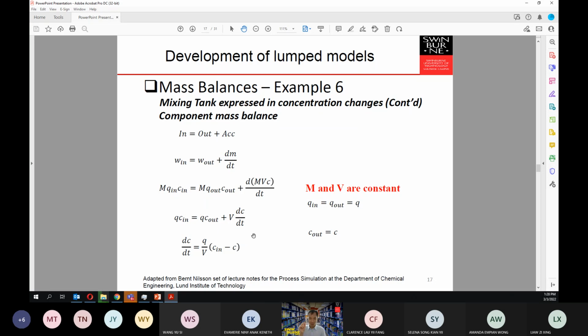Okay, good questions. If Q in is equal to Q out, the accumulation in the volume is 0. Okay, but you still remember that you have another component, that is the concentration. So it may not be correct for the accumulation in terms of the component concentrations.